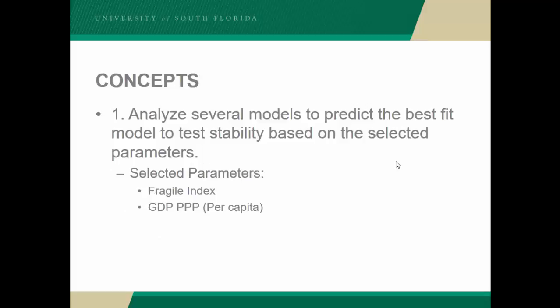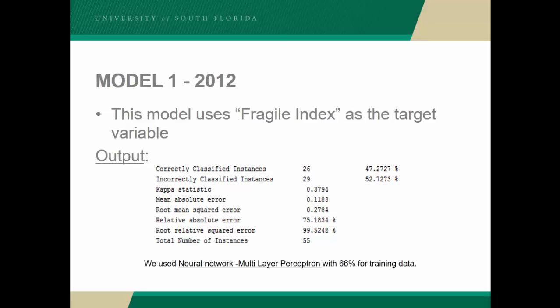And here is the concept we got. We analyzed several models to find the best fit model to test our stability based on the selected parameters. So we selected the following parameters, which are the fragile index and GDP PPP per capita. For this project, we have used various models.